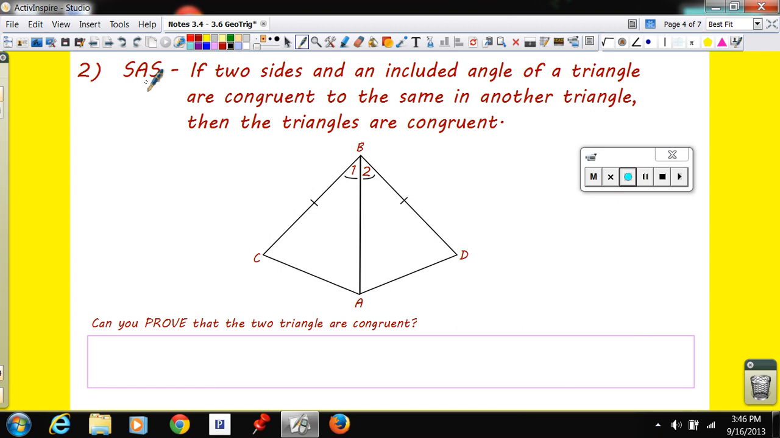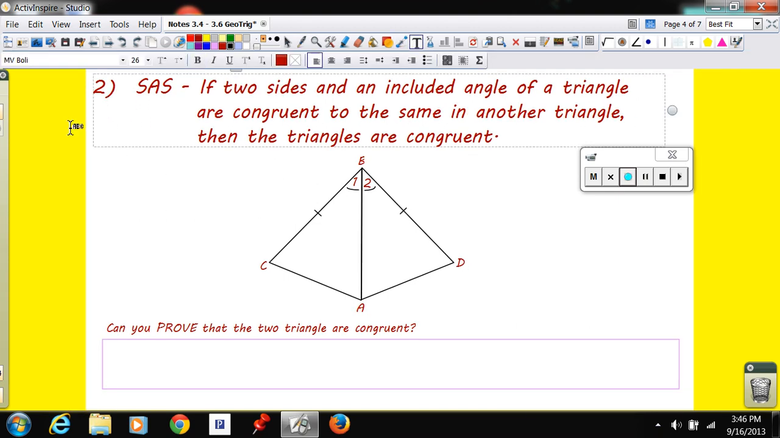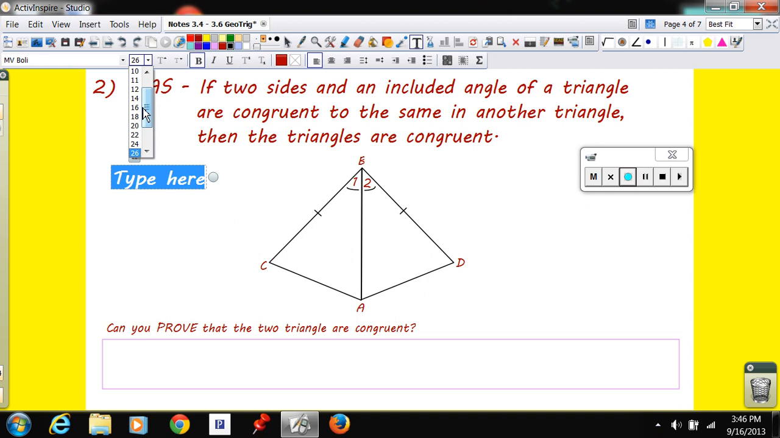The second way is the SAS postulate. It's another postulate. It's another thing that we don't have to actually prove. It's just a given statement that we know is true. And the postulate basically says, if 2 sides and an included angle of one triangle are congruent to the same in another triangle, then the triangles are congruent.